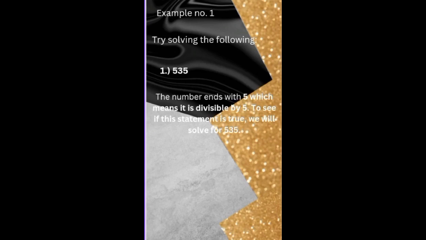To see if the statement is true, we will solve for 535. 535 divided by 5. 5 divided by 5 is equal to 1. 1 times 5 is equal to 5. Bring down 3. 3 divided by 5 is 0. 0 times 5 is 0. So 3 minus 0 is 3. Bring down 5. 35. 35 divided by 5 is 7. 7 times 5 is 35. And 0 is the remainder. So this means that the number is divisible by 5.